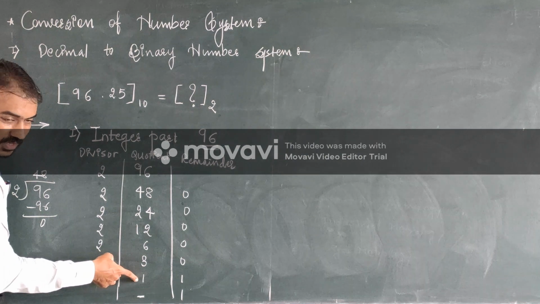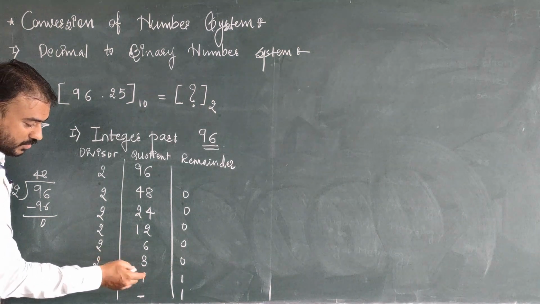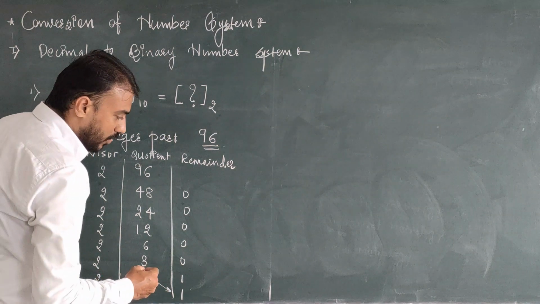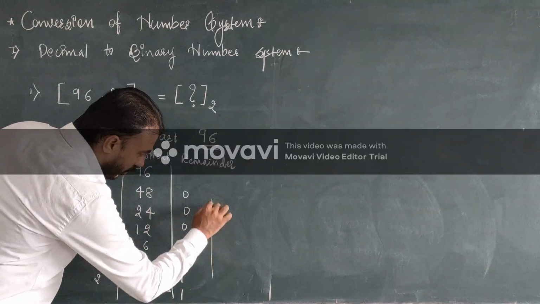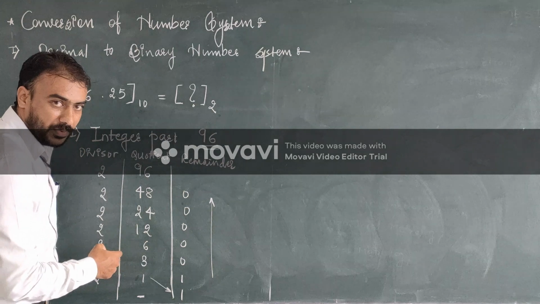At the end, you can see this number 1 cannot be divided by 2. Hence, we are going to take this as the final remainder. Now, we are going to note down the result from bottom to top.